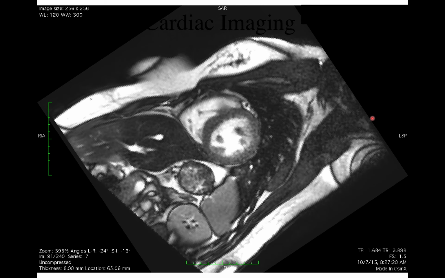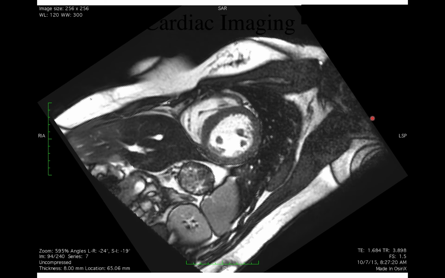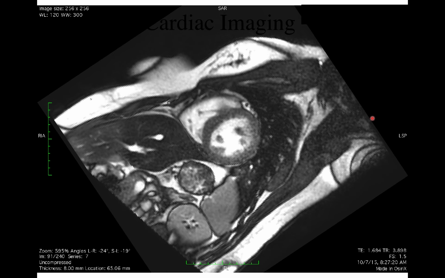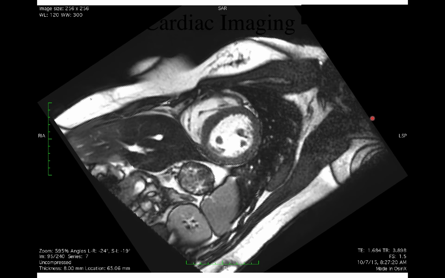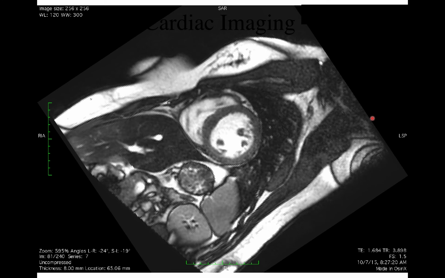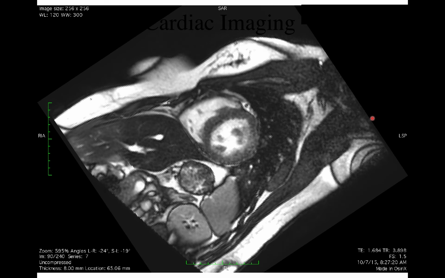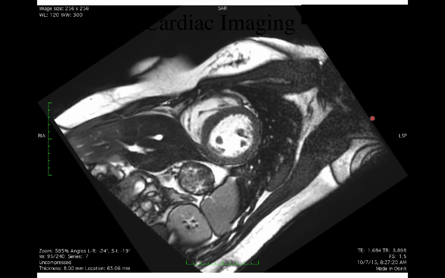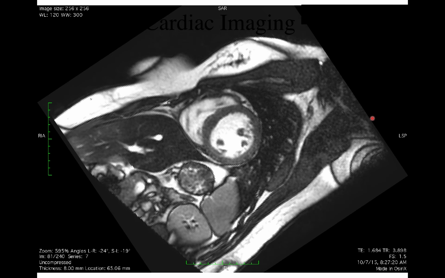All hell breaks loose when the person has sort of an irregular heartbeat. So let's say they're in atrial fibrillation, and so the heartbeats are coming at sort of random intervals. Then it's much harder to make one of these movies. And that's the kind of Achilles heel of cardiac MRI. It's the fact that irregular heartbeats really cause you trouble.